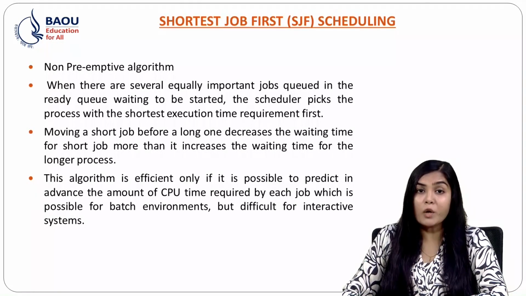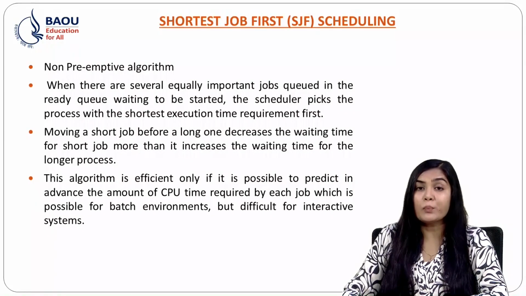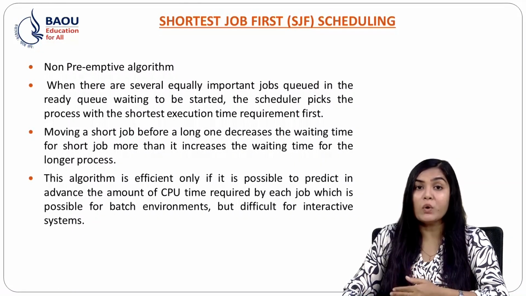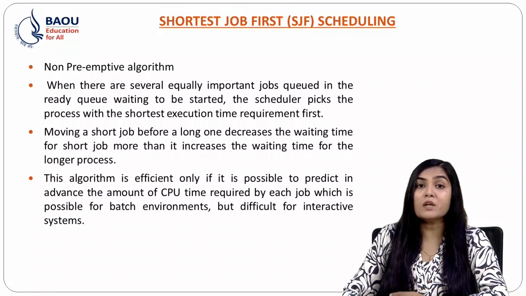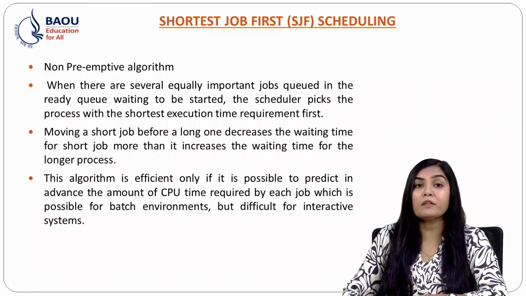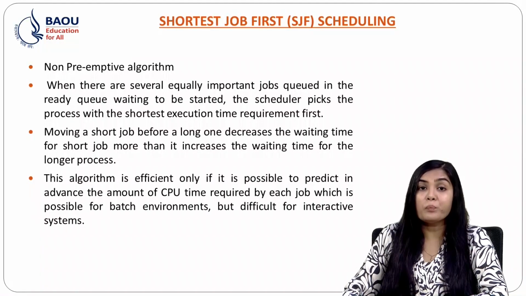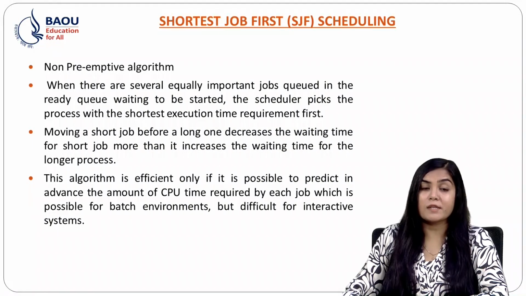This is another non-preemptive algorithm that handles jobs based on the length of time that the CPU requires to process them. When there are several equally important jobs queued in the ready queue waiting to be started, the scheduler picks the process with the shortest execution time requirement first. Moving a short job before a long one decreases the waiting time for the short job more than it increases the waiting time for the longer processes.